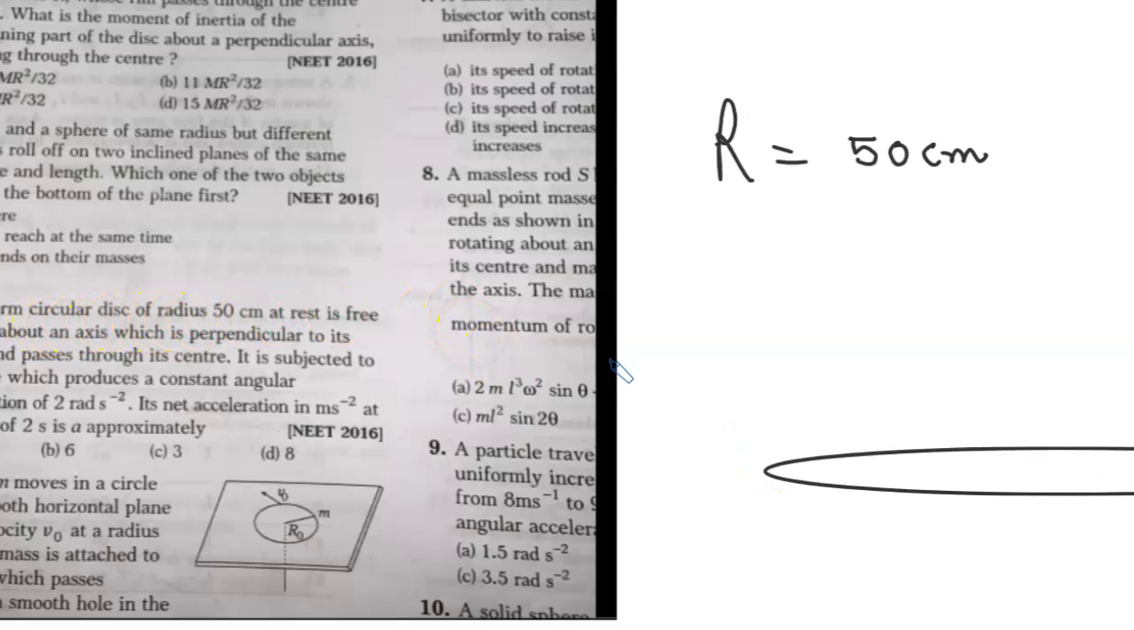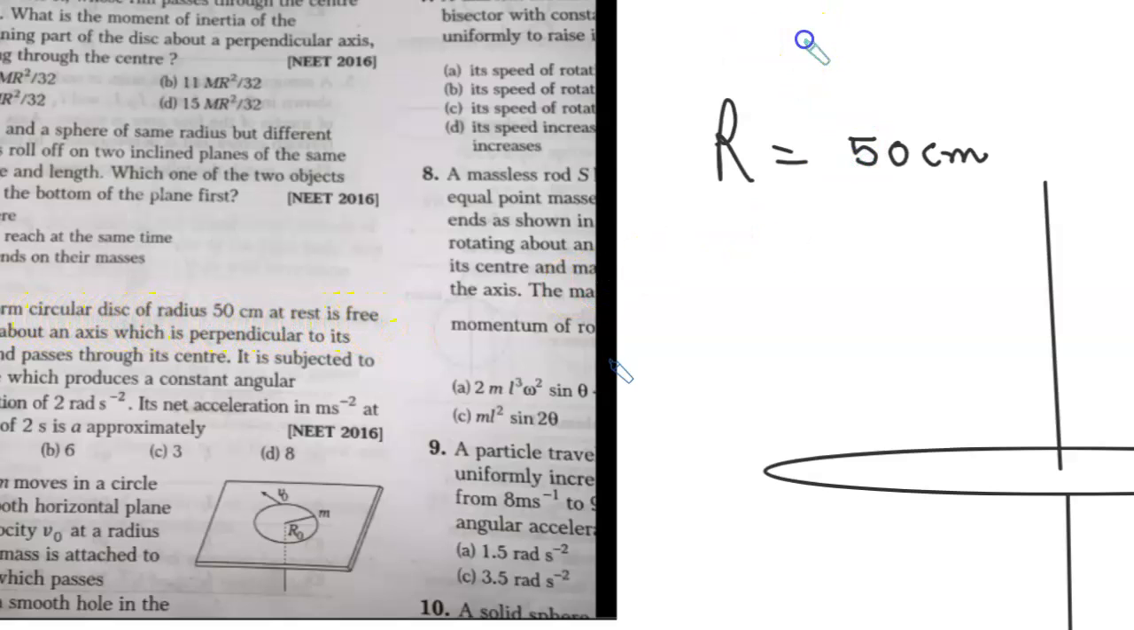A uniform circular disc, radius 50 centimeter, at rest, is free to turn about an axis which is perpendicular to its plane. This is your circular disc. It is rotating about the perpendicular axis passing through the center. Correct? Yes.